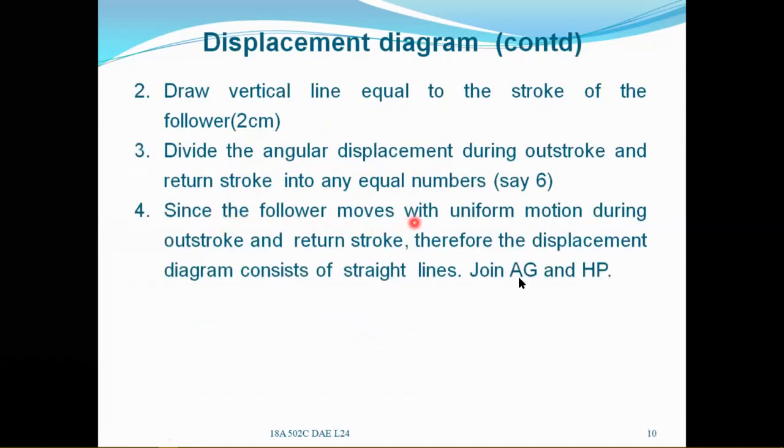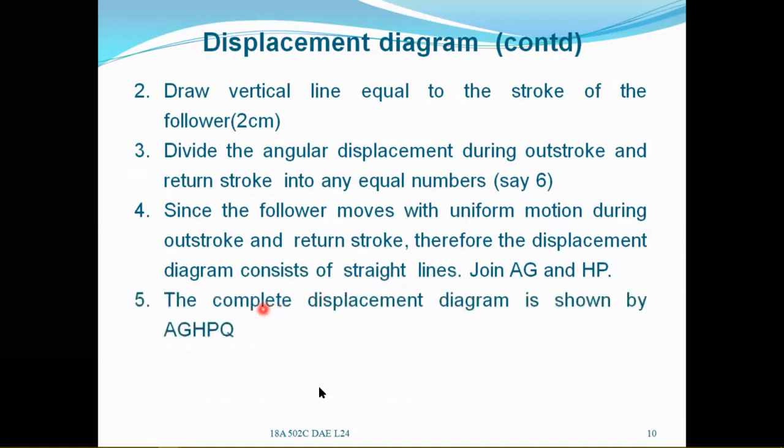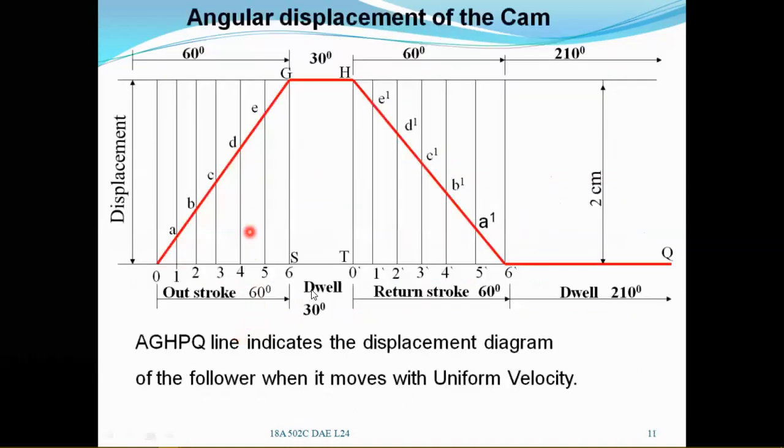Since the follower moves with uniform motion during outstroke and return stroke, the displacement diagram consists of straight lines joining A to G and H to P, and thus completes the displacement diagram, shown by AGHPQ. So here is the displacement diagram. Once again I will recall the figure.